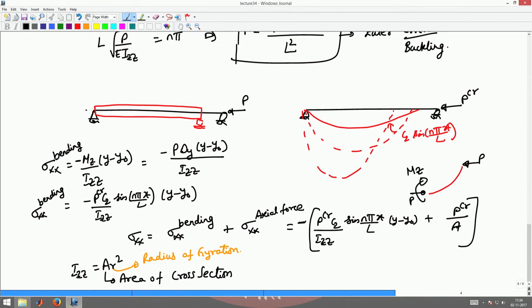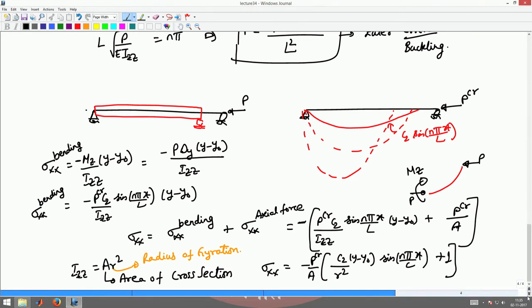Okay. So, Izz is area of cross section into radius of gyration squared. If I substitute that, sigma xx becomes minus P critical by area of cross section, C2 by r square into y minus y naught into sin n pi x by L plus 1.